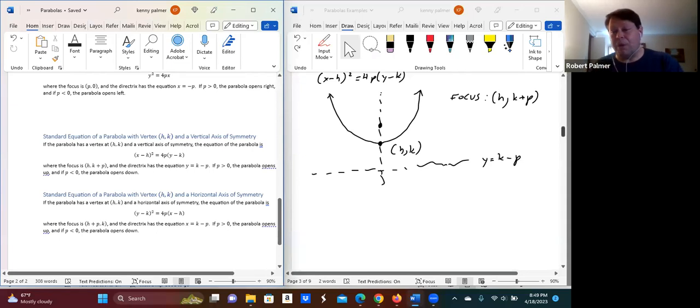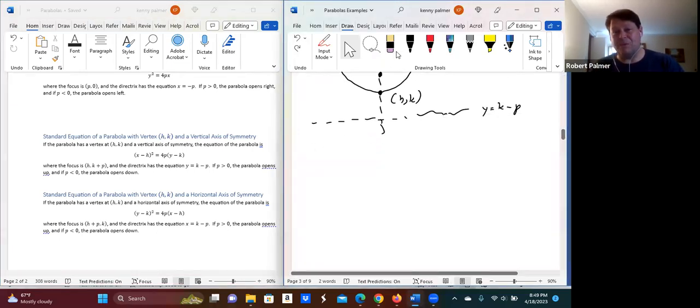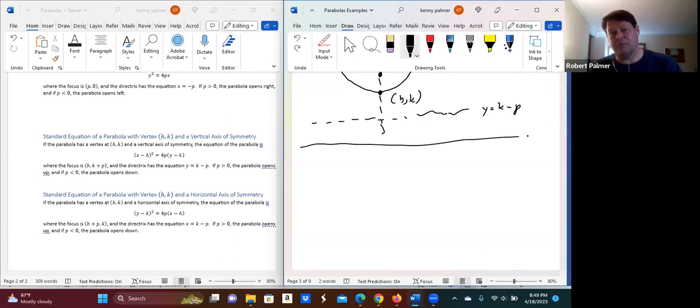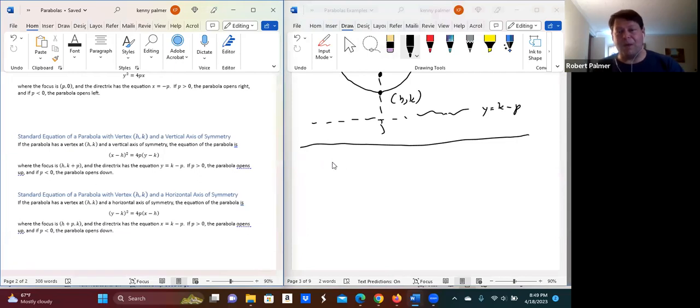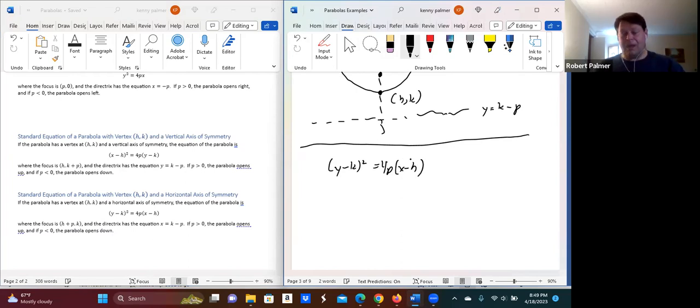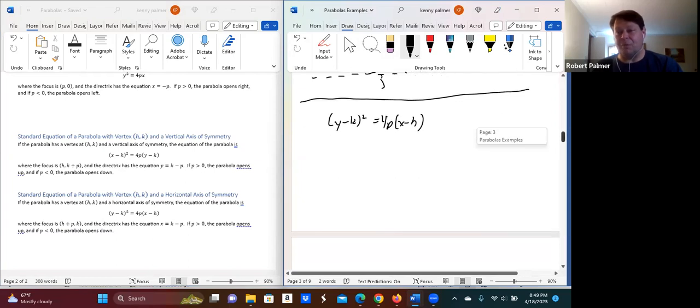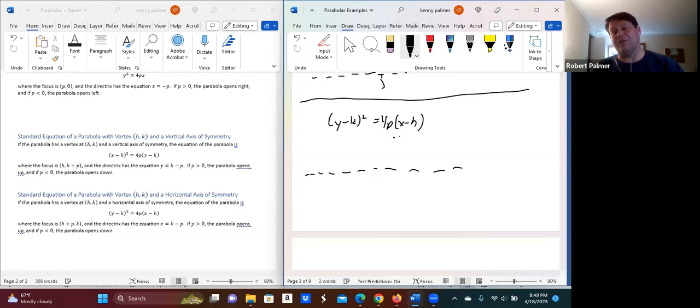Now we can also have a parabola that opens up on its side in a similar way. This time it's the y part that's squared. It's the same form, essentially just replacing the y minus k and x minus h. So I have y minus k squared is equal to 4p times x minus h. That's a parabola that opens either left or right, so we have another axis of symmetry running this direction. I'll show you one opening to the right for now.